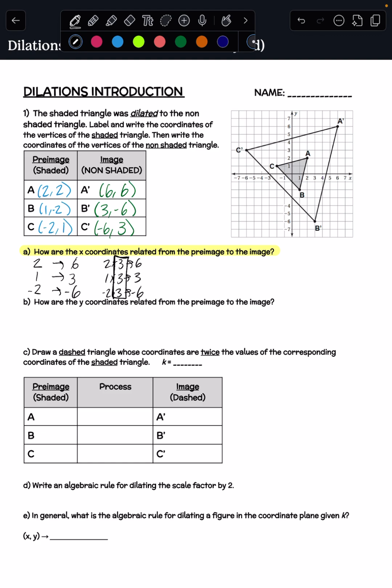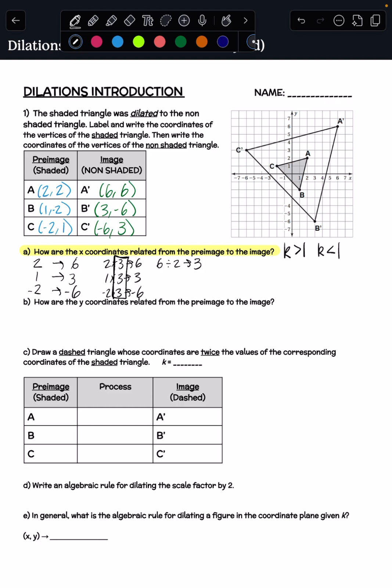Okay, you can also find the scale factor by doing division, so I could have done 6 divided by 2 and gotten the 3 as well. You just need to be careful that if you're getting larger, your K value or your scale factor value is greater than 1. If you're getting smaller, your K value or scale factor should be less than 1. And if it stays the same, it would obviously be equal to 1.